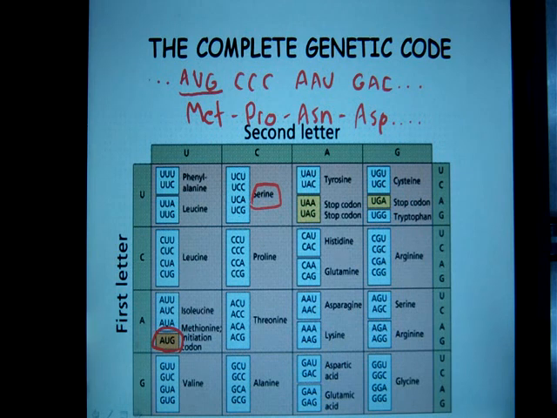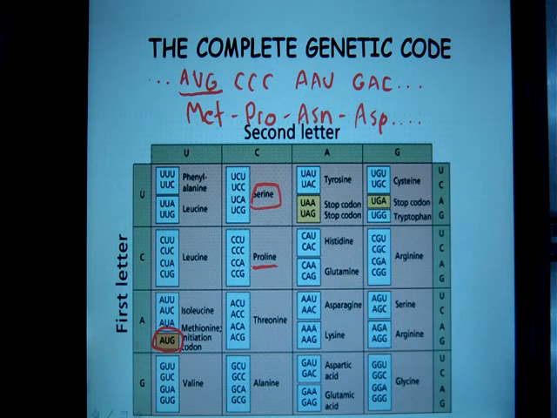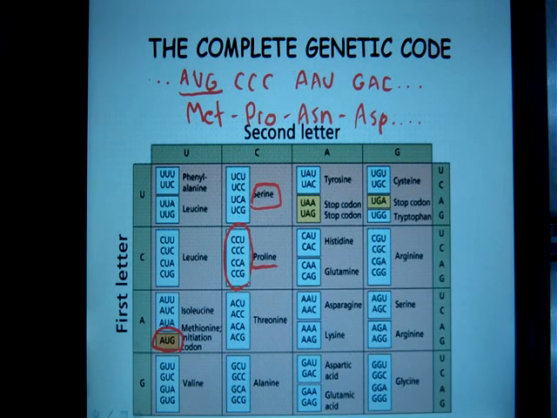The last characteristic of the genetic code I want to talk about is that the genetic code is redundant. What does that mean? Well, notice that in a lot of cases, if you take a look at proline, almost all amino acids are coded for by more than one possible codon. And that's what redundancy is.